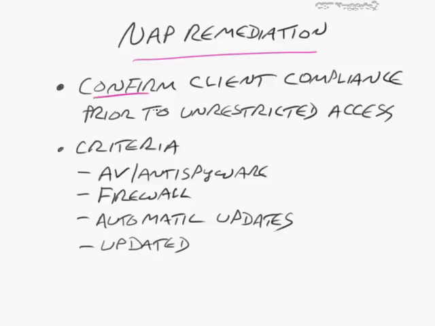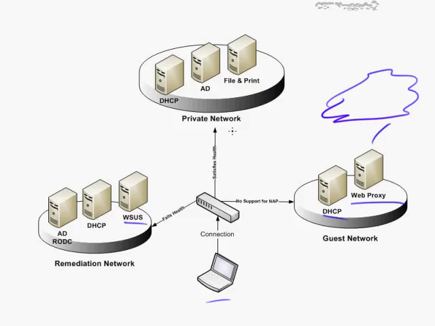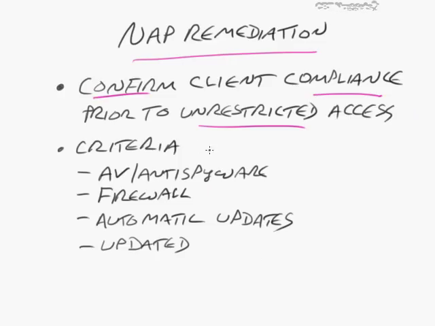So in terms of remediating those clients, what kinds of things can we do there? Well, first of all, we're going to have to confirm the client does comply, and that's going to be using a health check, and it's going to happen prior to unrestricted access. That's where they're able to get to that other part of the network that I talked to you about, this private network up here. So once the health check passes, then they're able to get up into that.